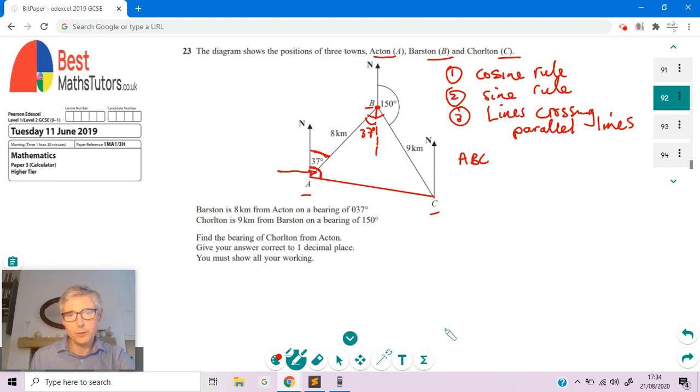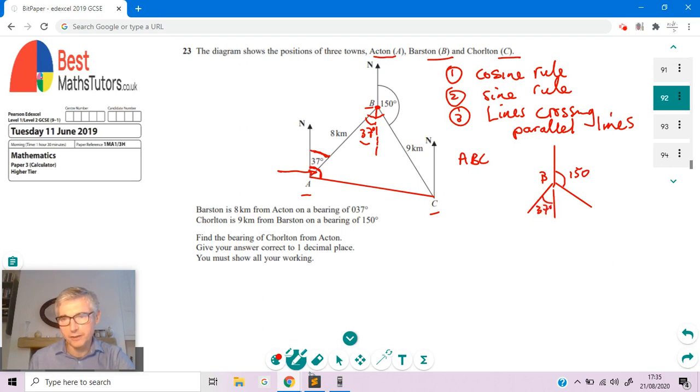And one thing that we do know, if we were to draw a little sketch of the situation at the top, we've got the north line there, and then at B, we've got this line here, and also this line here, the line going from B to A. And also we could extend the north line down. So this is point B. We know this angle is 150. And we've also previously worked out this one is 37.